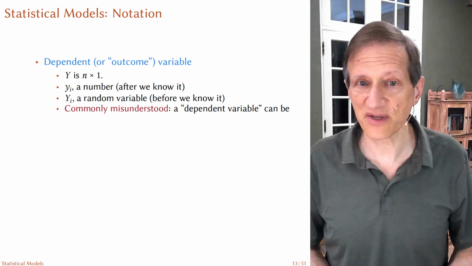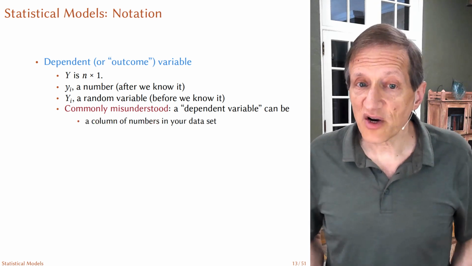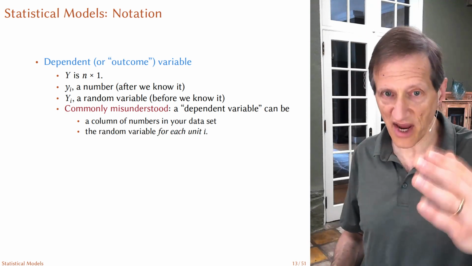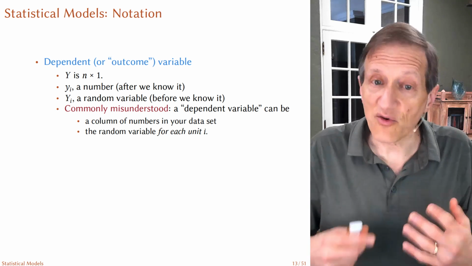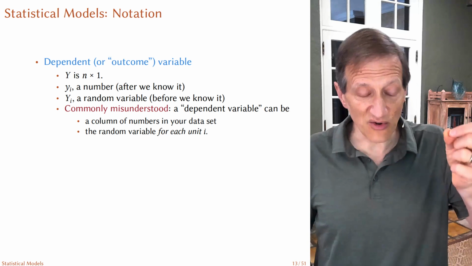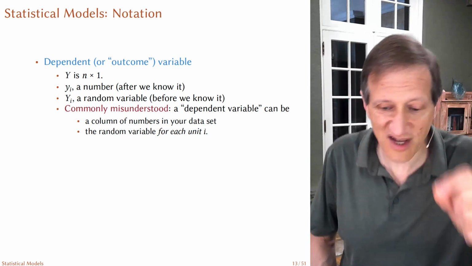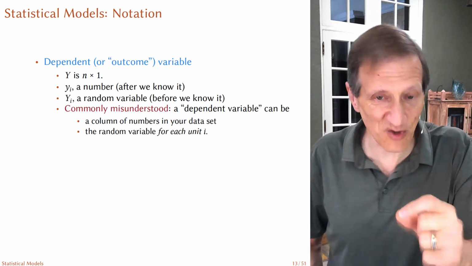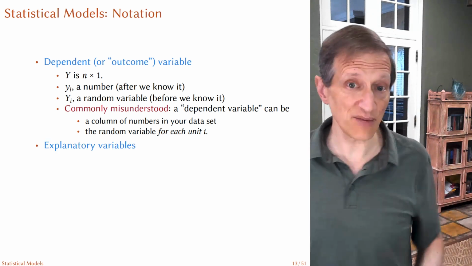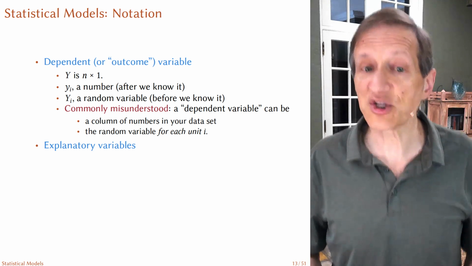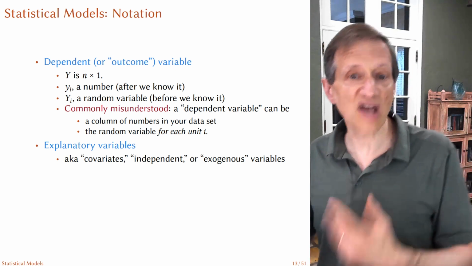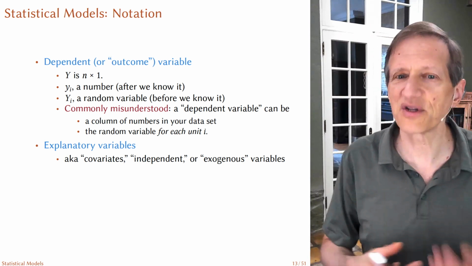It's very commonly misunderstood. Therefore, a dependent variable can be a column of numbers in your data set where there's variation across it, or it could be the random variable that is represented for each observation in the data set. So the first number in your data set or the 12th number in your data set doesn't vary, it's just one number, but conceptualized as across data sets, it actually varies. Okay, that's the dependent variable. We're also going to have explanatory variables, also called covariates, or independent variables, or exogenous variables. These have different connotations.